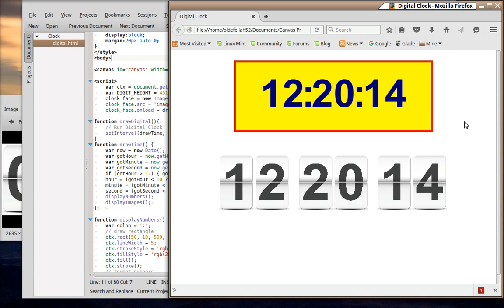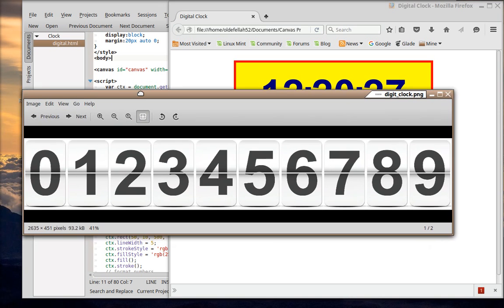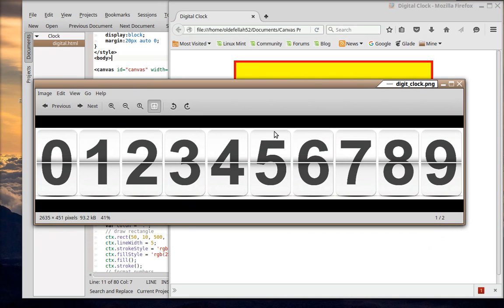Okay, so now we're going to do a digital clock using some images, flip images, which you need to go and get, and I'll just show you what you need to get straight away to do this project. This is the one I got. It's called flip clock or something.